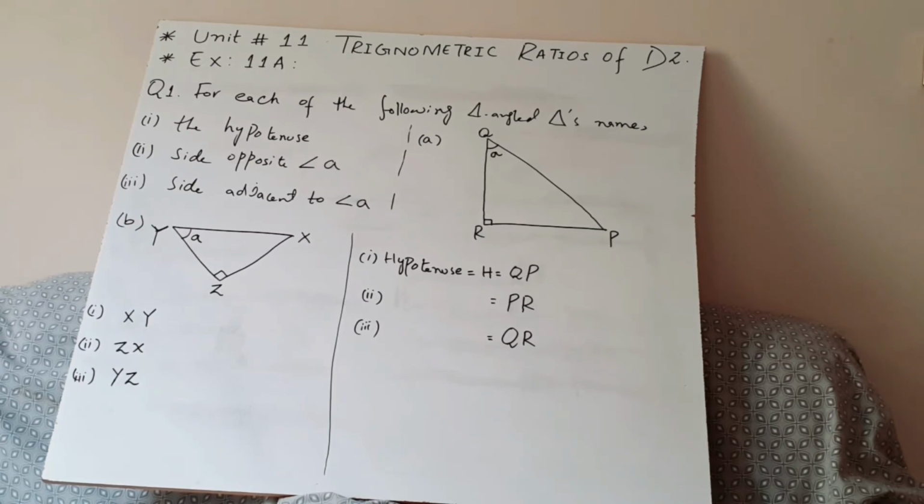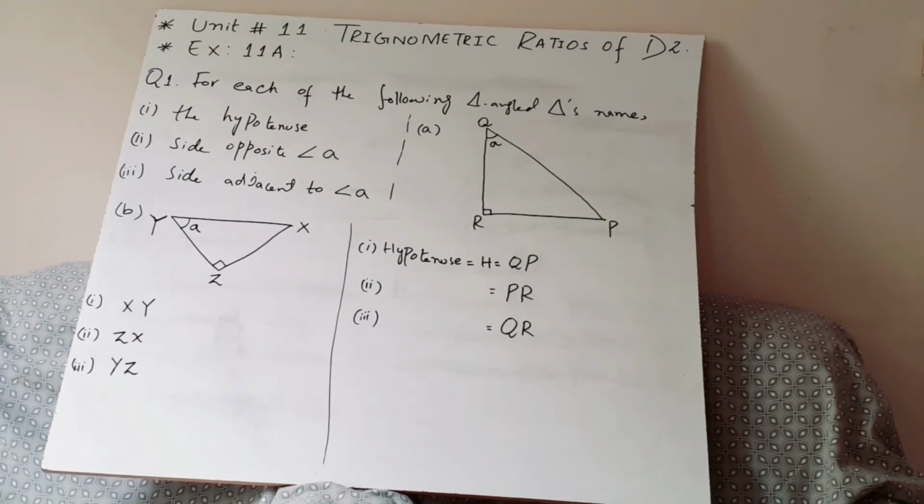Now the acute angle they have taken is A. They are asking for the side opposite to angle A. The side which is opposite to angle A is PR, you can see. So the second part answer is that the side opposite to angle A is PR. And in the third part, they are asking for the side adjacent to angle A. The side adjacent to angle A will be QR. Okay, so we have identified the names.